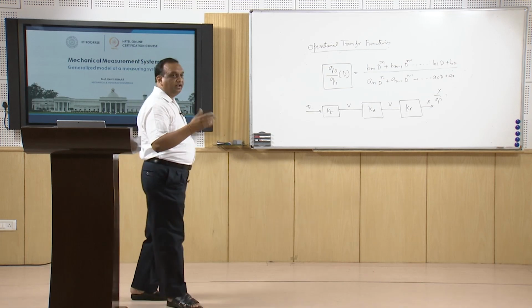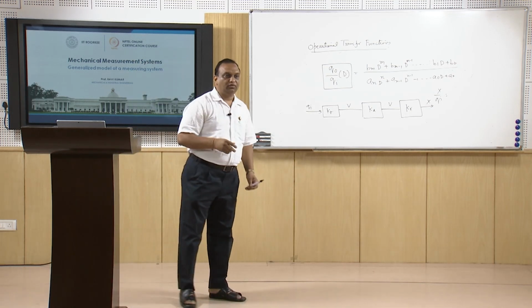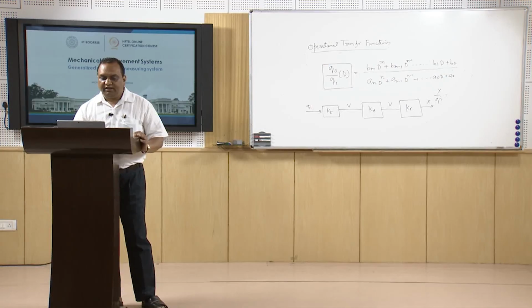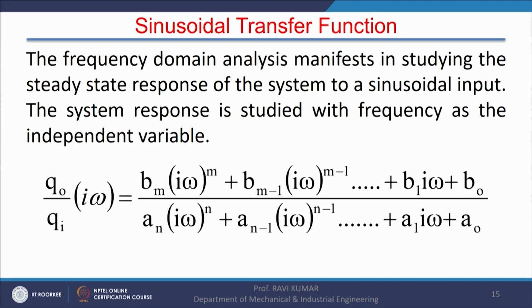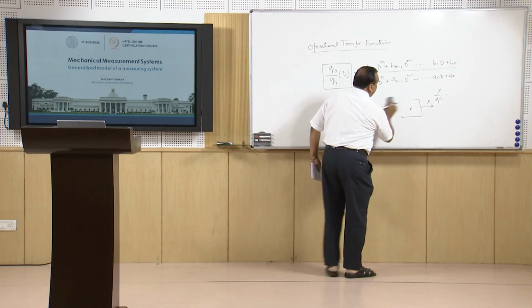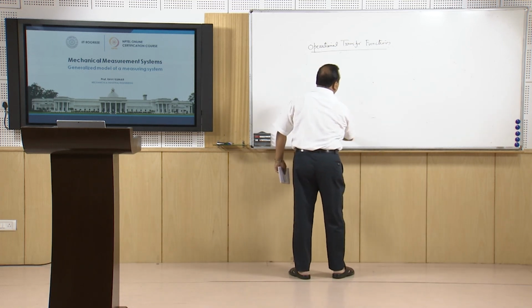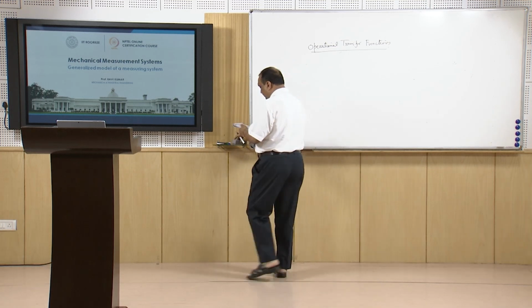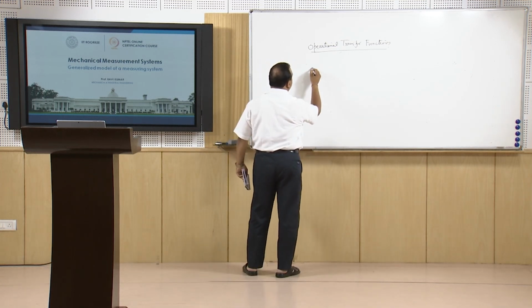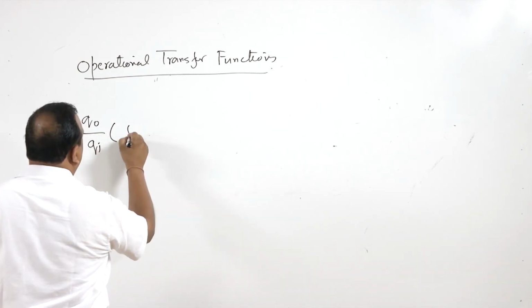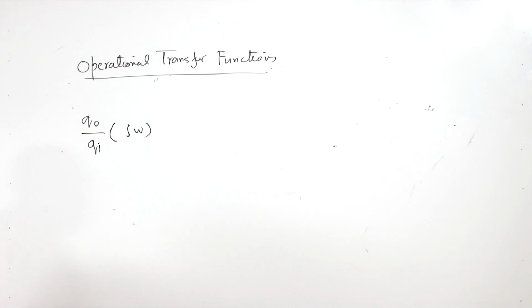We'll discuss operational transfer function in detail when we go for the further analysis of dynamic response of measuring systems. Now, there is a sine input also, frequency input. This is a linear input, time domain input; another is frequency domain input. When there is a frequency domain input, it also has a transfer function, that is QO by QI, and it is denoted by I omega. Omega is frequency, 2 pi n.